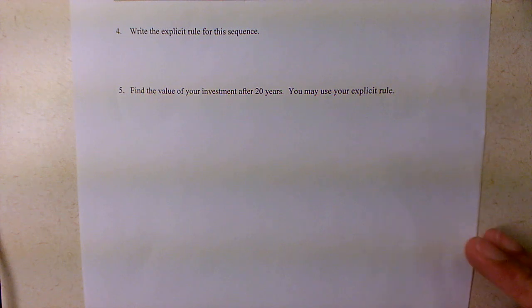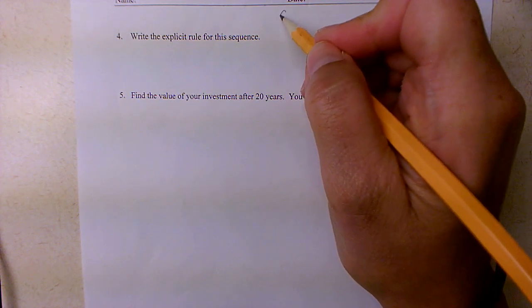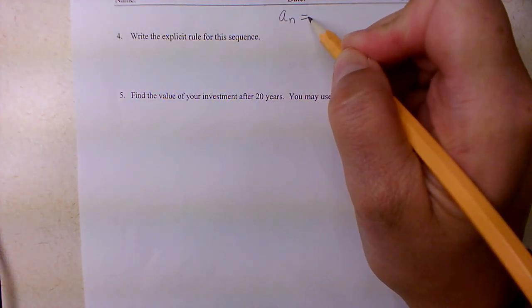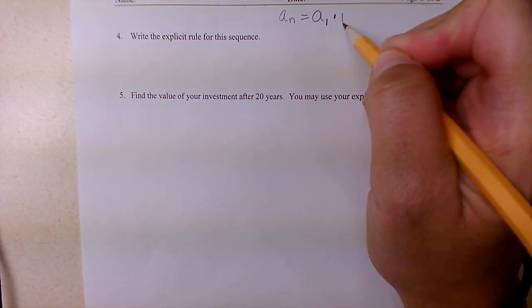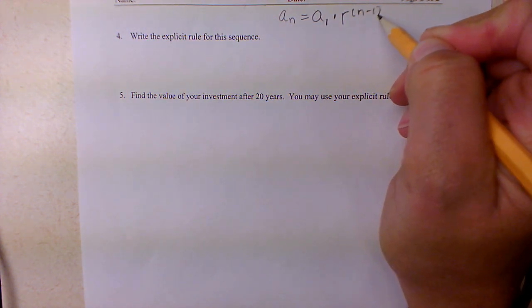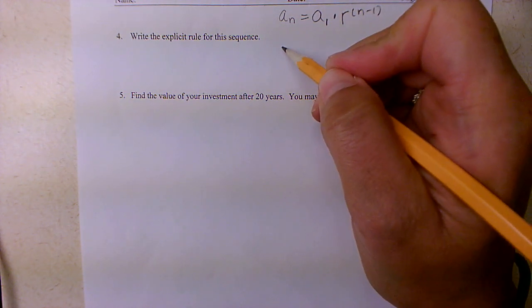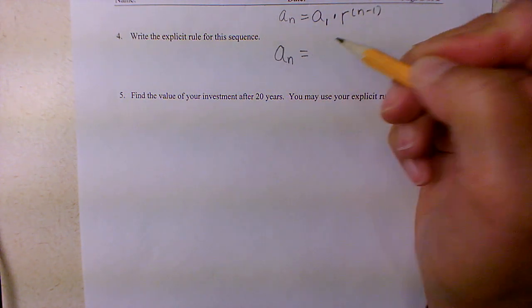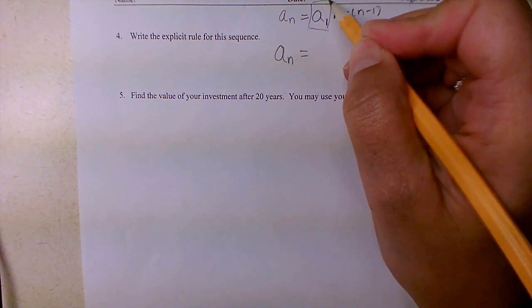Here we need to write the explicit rule for this sequence. So first let's write down the rule for geometric sequences, and that's a sub n equals a sub 1 times r raised to the n minus 1. So this is an exponent spot right here. And so for our rule, it's going to be a sub n equals. We are going to have to find this first number in the table.